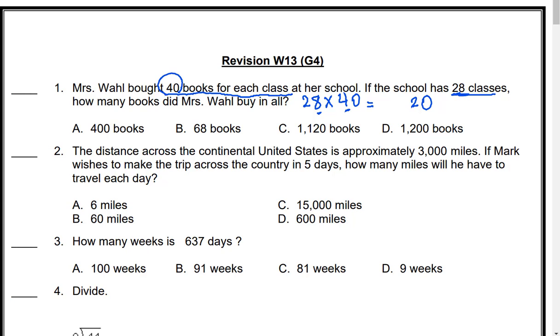Okay. Now 2 multiplied by 4, 8, plus 3 is 11. So it's 1120. So she should buy 1120 books. Okay, so this is the number of books that she should buy.